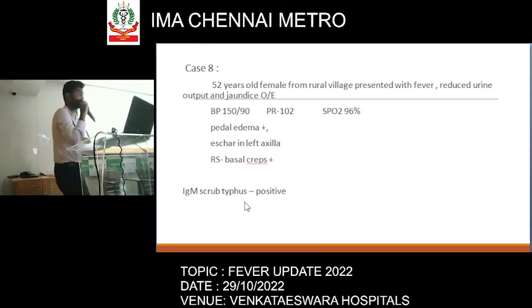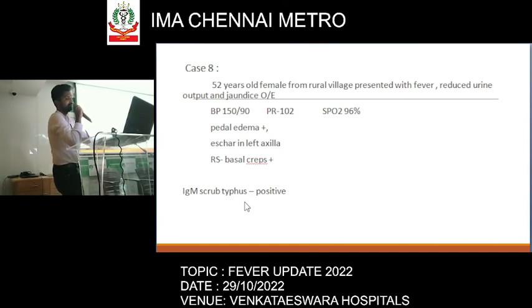scrub typhus. On respiratory system examination, there are basal crepts in bilateral lower inframammary and axillary regions. IgM scrub typhus has been done, which is shown to be positive. So it's a typical case of scrub typhus. Routine investigations: total count is 15,400, platelet 8,000. Apart from that, LFT is normal. RFT: urea is 108 and creatinine is 6.1. INR normal, chest X-ray showed increased bronchovascular markings, and the urine output is 150 ml per day.